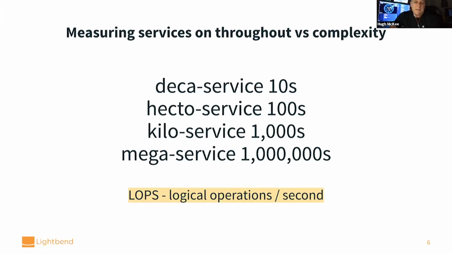Playing with this naming convention, there's, say, deca-services or hecto-services or kilo-services. And I think for a lot of us, the applications that we're building, or have been building, fall into this hecto or kilo service range. It's very, very common to build applications and services that can handle hundreds of logical operations per second.